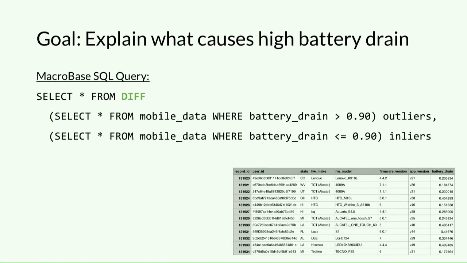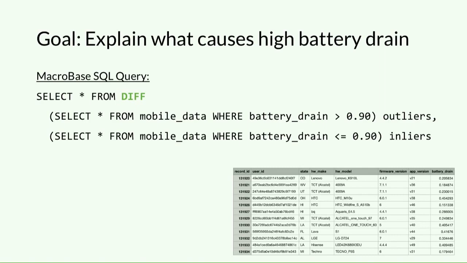So I've written two subqueries to specify my outliers and inliers. I'm going to select star from mobile data, and I'm going to filter out everything that's low battery drain, so the only thing that remains is high battery drain. Those are going to be my outliers. And then for my inliers, that second table, I'm going to keep everything that's low battery drain. So what this diff operator is going to do is take these two tables, the outliers and inliers, and ask: what's different? What's different in the outliers table that's not in the inliers table?